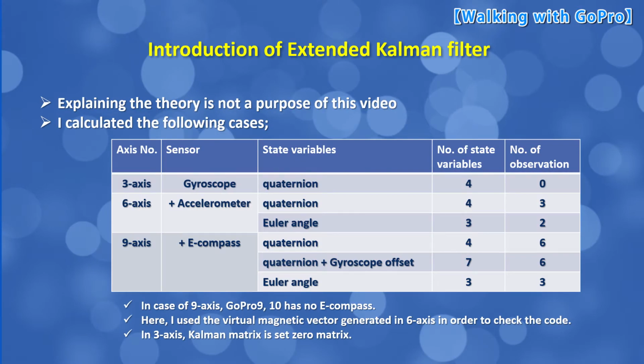In sensor fusion, I adopt the extended Kalman filter, which is the most familiar tool in this field, and has been featured on so many websites. My video doesn't mention the theory, just says how to do it. I calculated the several cases shown on the table. As mentioned at the beginning, GoPro 9/10 has no E-compass. Here, instead of sensing by E-compass, the Earth's magnetic vector is virtually generated. The detail will come later. In 9-axis, I use that value in order to check the Python code.